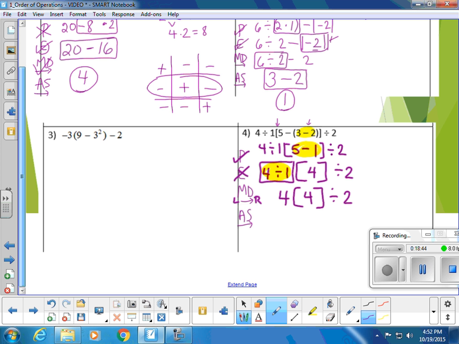So my next step, I'm still on multiplication and division. I got lots more to do. We're going to multiply 4 times 4, and that is 16. Then we're going to divide that by 2. My final step is 16 divided by 2. 16 divided by 2 is 8.